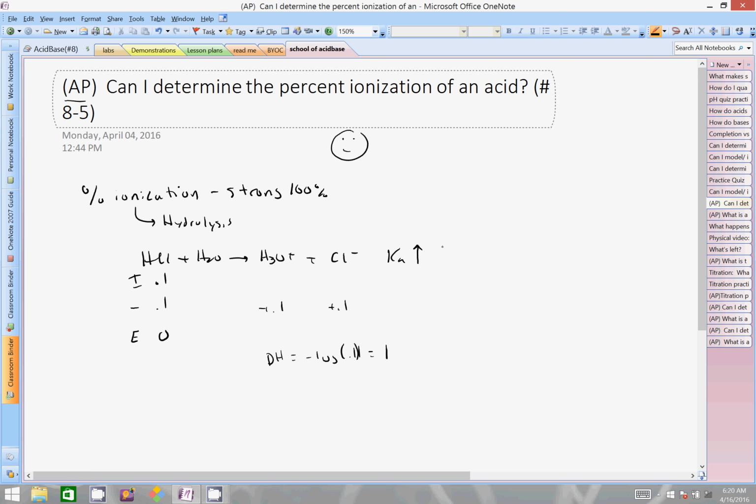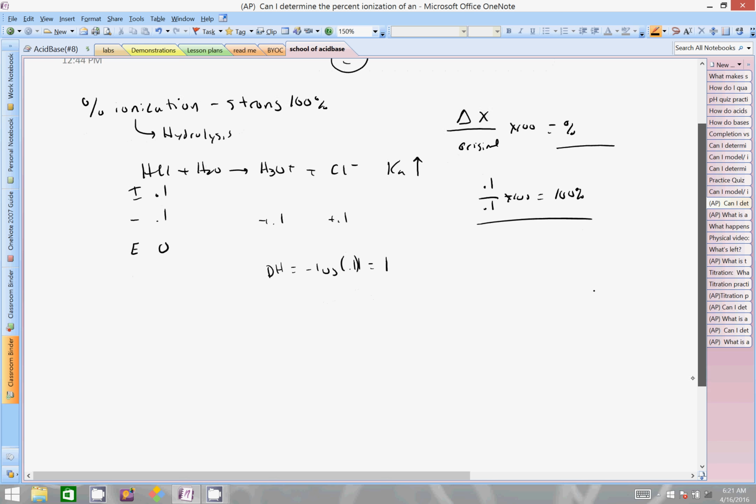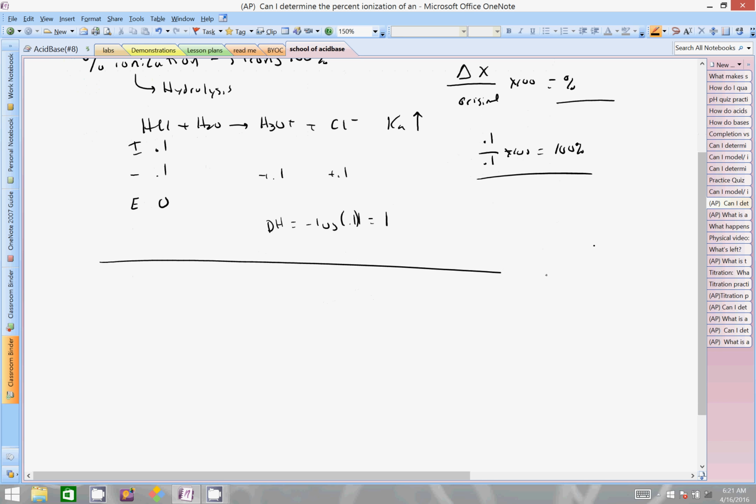But the ionization would be the amount that changes, which would be your x value, over the initial amount you have, sometimes deemed the original, times 100 to make it a relative proportion out of 100, equals your percentage. So this is going to be 0.1 divided by 0.1 times 100 equals 100%. Okay, that's by definition a strong acid. Now, weak acid.